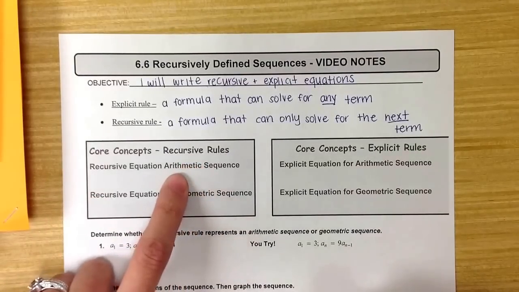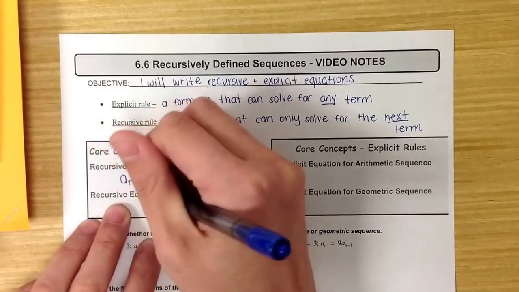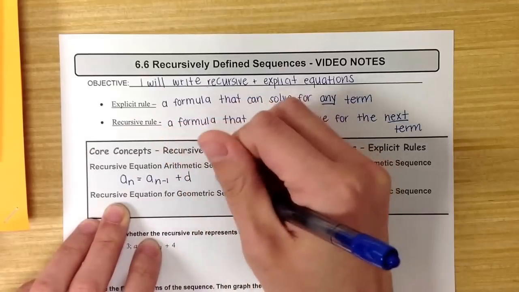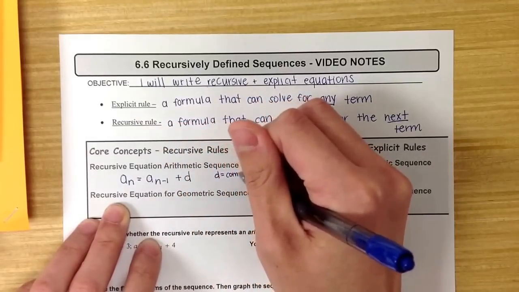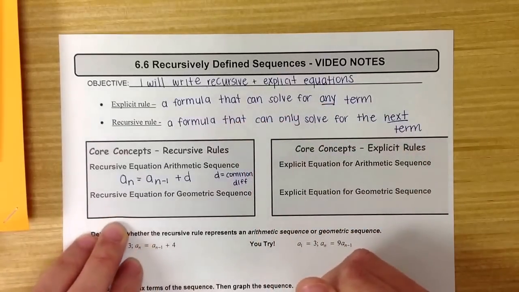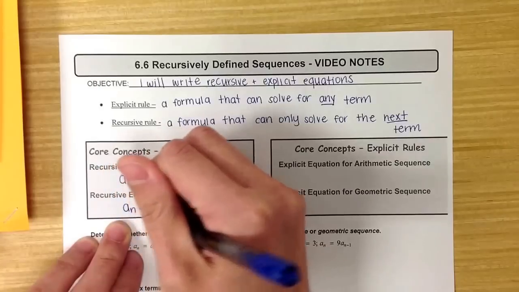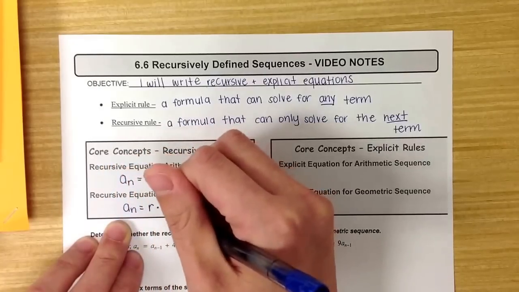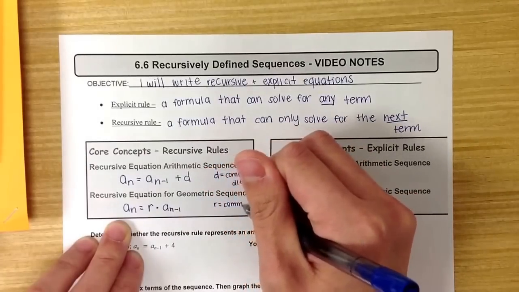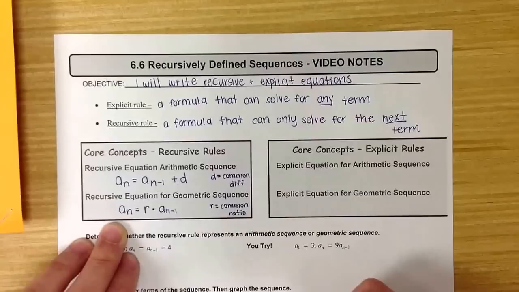Okay, for an arithmetic sequence, a recursive rule is going to say a_n equals a_(n-1) plus d, where d is your common difference. Right? It's the number that's being added over and over and over again. That's what makes the pattern. Geometric sequence is a_n equals r times a_(n-1), where r is your common ratio. That's the number that's being multiplied over and over and over to make that sequence.